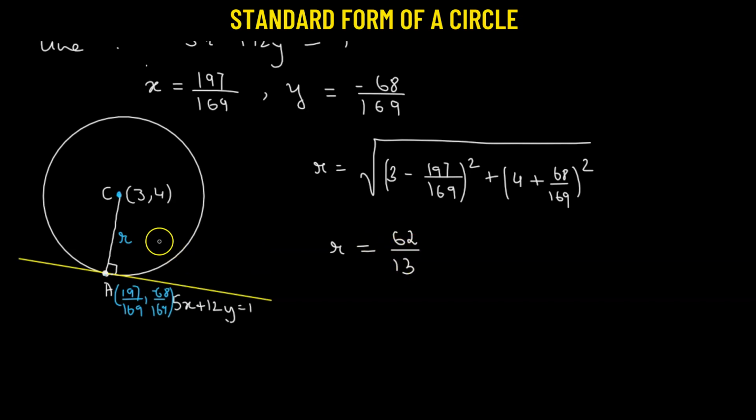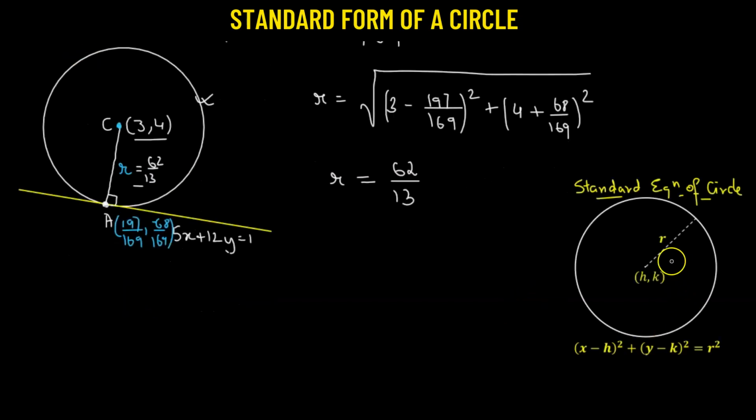So now we have the information regarding the radius of the circle as well. Since we have the center, the coordinate 3, 4, and the radius of the circle, we can use the standard form of a circle to obtain the equation of this particular circle. So let's first state the standard form. The standard equation of a circle states that if we have a circle whose center has the coordinate h, k and a radius of r, then we can express it as x minus h whole squared plus y minus k whole squared equals r squared.